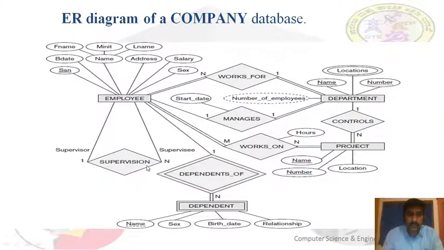Next one is the supervision relationship type. Here it is a 1 to many relationship type between employee supervisor and employee supervisee. In this case, employee acts as both roles, that is supervisor and supervisee. This is about the ER diagram of the company database.